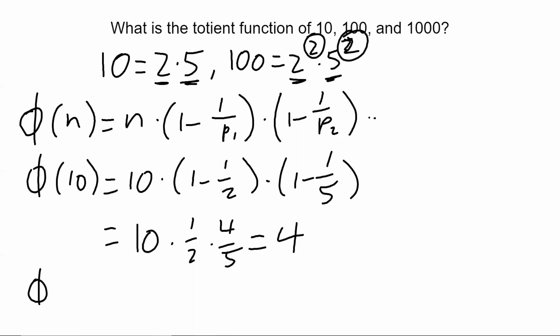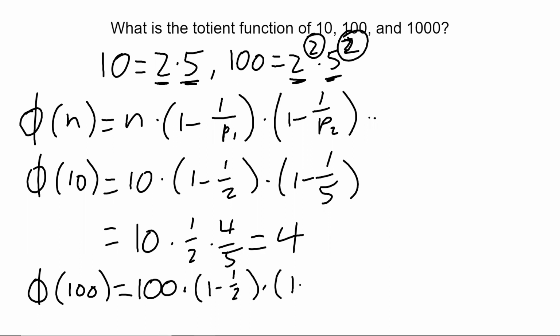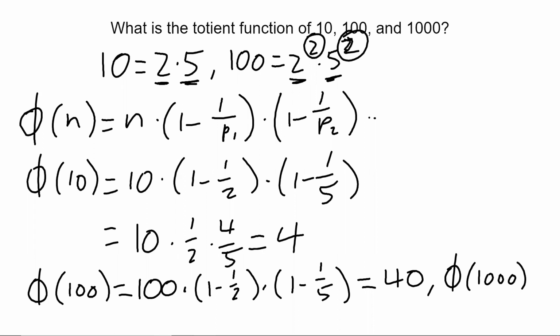So phi of 100, the only thing that would change here is the first number, since n is 100 now. But because it has the same prime factors, you would write 1 minus 1/2 times 1 minus 1/5. So this would give you 40. And if you do the same thing with 1000, you'll find that phi of 1000 is equal to 400.